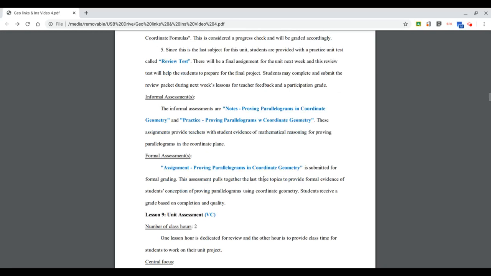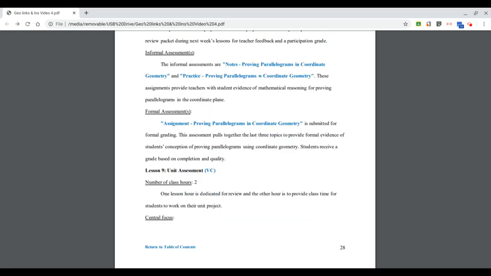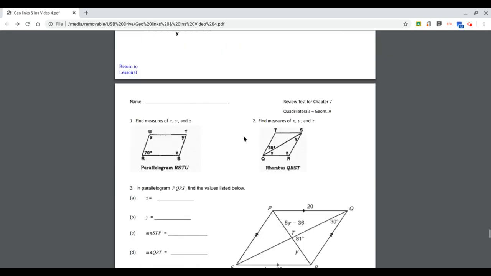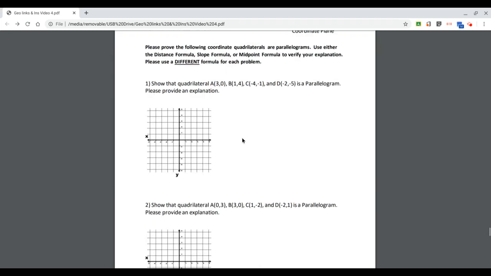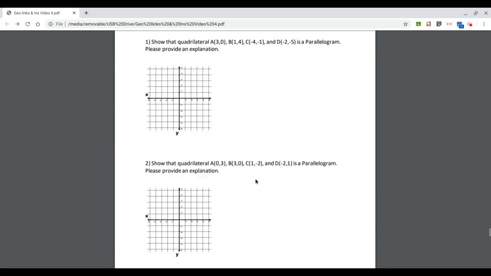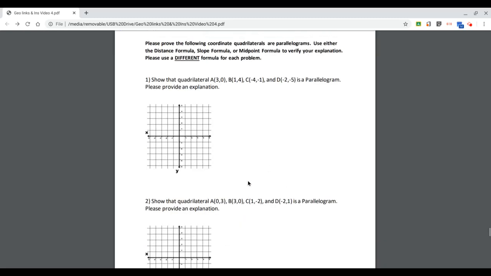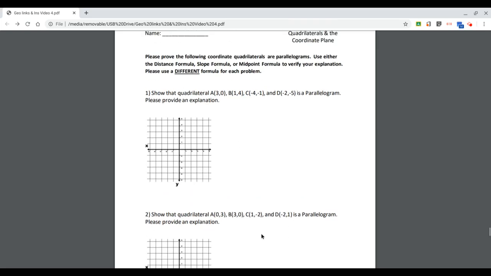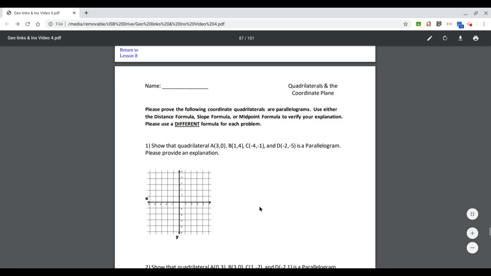All right, and let's look at the formal assessment. The formal assessment has two problems, and they have to choose a different formula. All formulas work, but they cannot use the same formula for these two problems, but they can choose whatever two formulas they want to do for each individual problem.